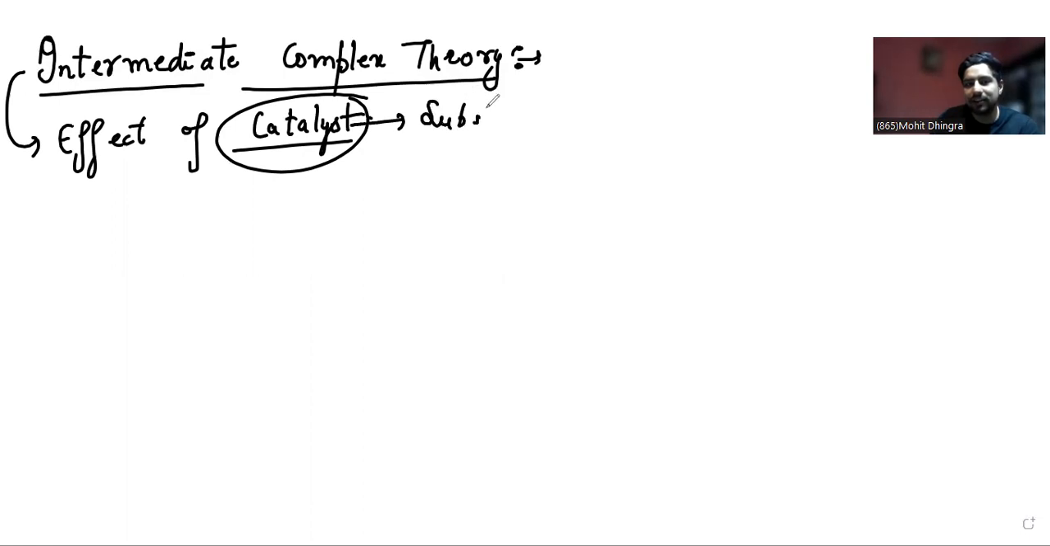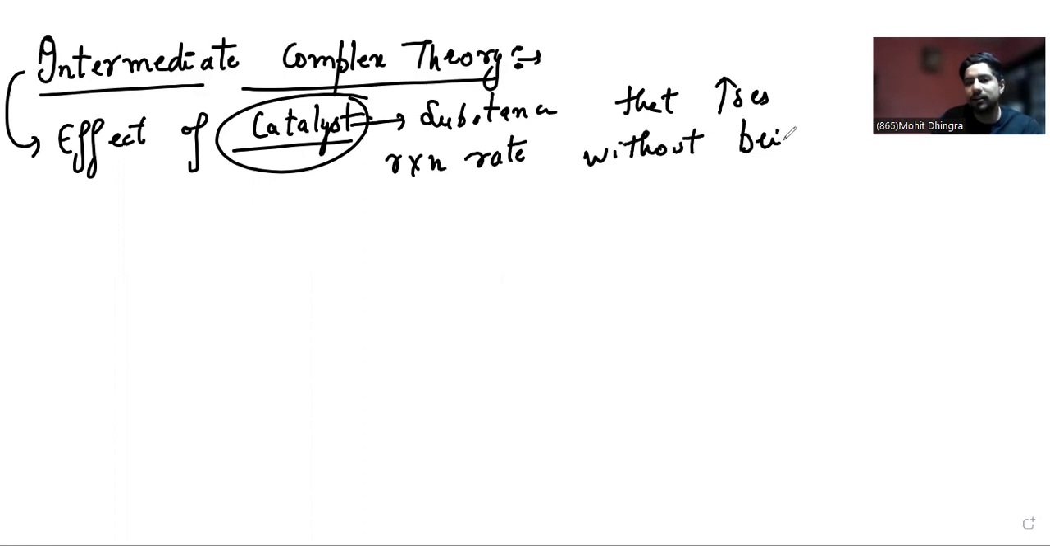What is a catalyst? It is a substance that increases reaction rate without being consumed. It itself is not getting used up in the reaction, but it is increasing the rate. How is it increasing the rate without being consumed? This theory states that the catalyst forms temporary bonds with the substrate or the reactant, and forms an intermediate.